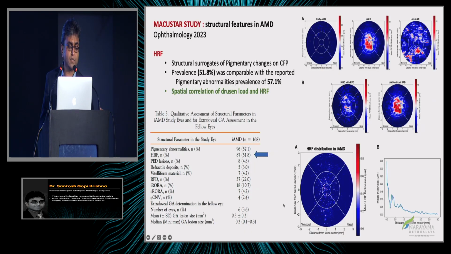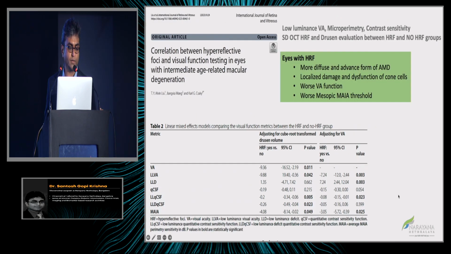This is the MACUSTAR study, which has studied the structural features in AMD. You can see that HRFs are almost like a surrogate of a pigmentary change on CFP. When you look at intermediate AMD and the changes in HRF, the drusen distribution is exactly foveal, whereas the HRF distribution is juxtafoveal, a little more temporal and a little more juxtafoveal.